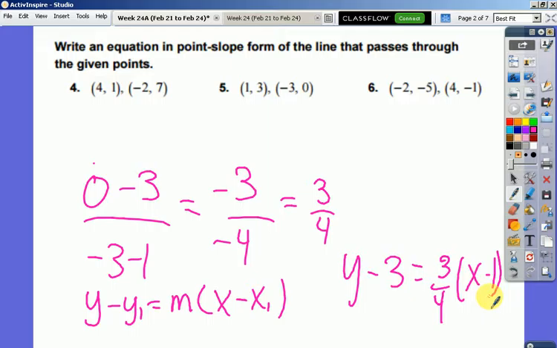Again, you need to watch this if you don't get it. You pick a point that you work with. So once you find the slope, y2 minus y1 over x2 minus x1, then you pick a point, either 1, 3 or negative 3, 0. So I picked 1, 3. So I'm going to plug in 3 for my y1, 1 for my x1. Does that make sense? And you can just leave it like this. We're going to do another one. We're clearly confused.